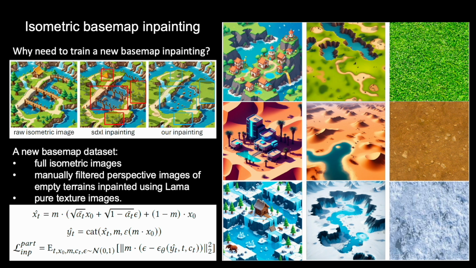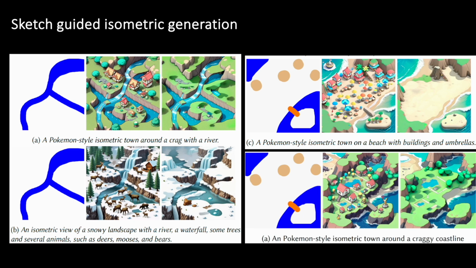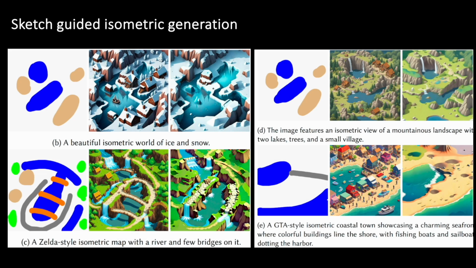To overcome the absence of isometric basemap ground truth, we compile an inpainting dataset from 3 sources: 5,000 full isometric images, 4,000 manually filtered perspective images of empty terrains inpainted using LaMa, and 1,000 pure texture images. Results show the generated isometric reference images in the middle, along with the inpainted basemaps on the right. In the user's sketch prompt, different colors represent different categories, including water, buildings, bridges, roads, and trees.